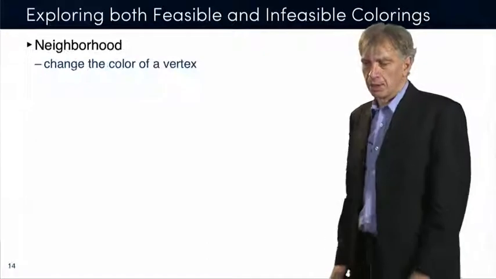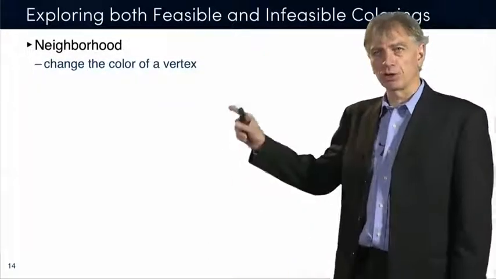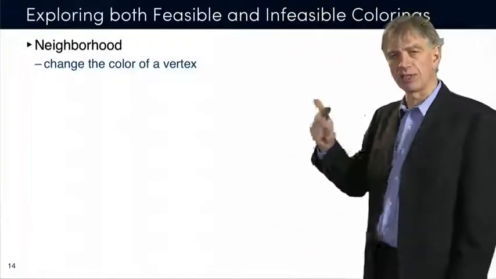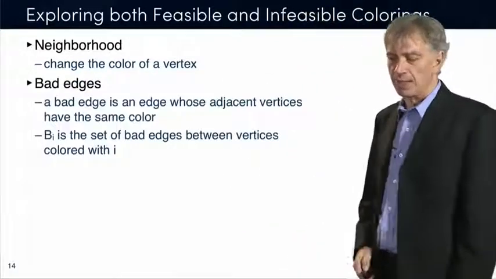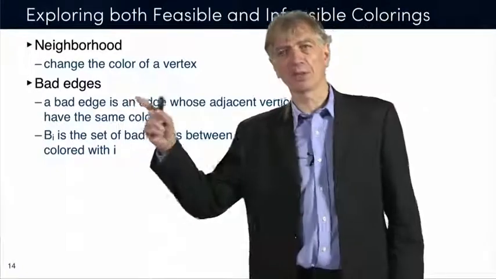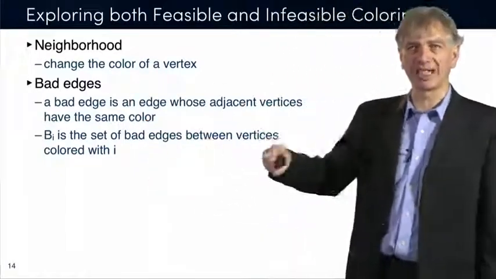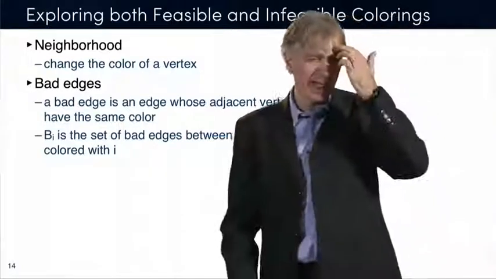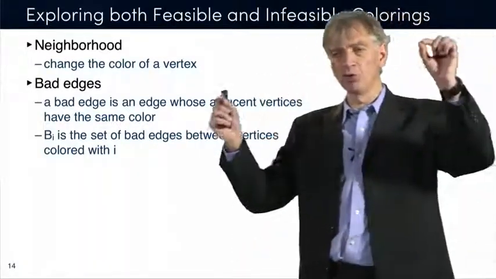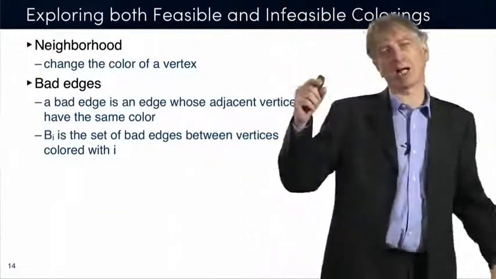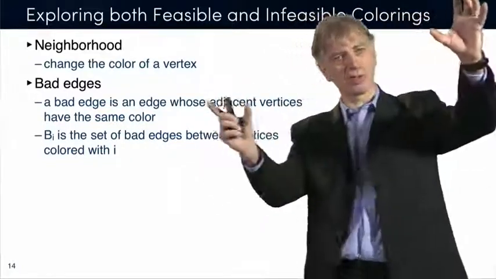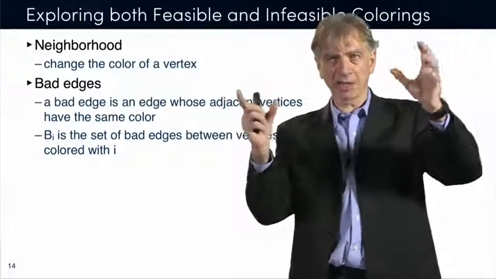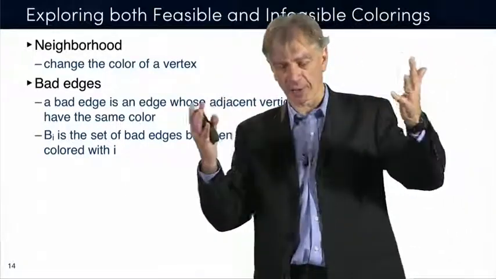So what is the neighborhood that I'm going to be concerned with here? We're going to take a very, very simple neighborhood. This is only changing the color of a vertex. And then I need to introduce another concept such that we can express the joint objective function nicely. I'm going to talk about bad edges. A bad edge is simply an edge between two vertices which are colored with the same color. So these two vertices are linked, they have the same color, so the edge is called a bad edge. So it's a violation essentially.